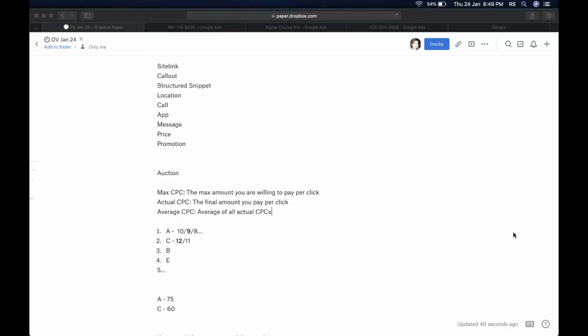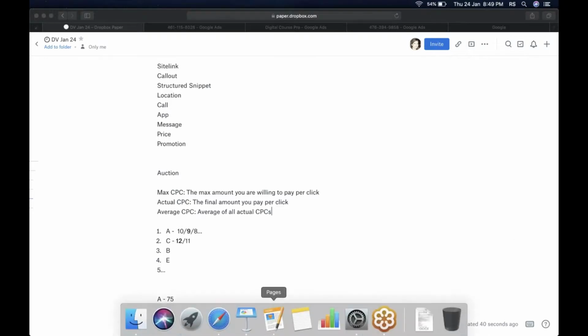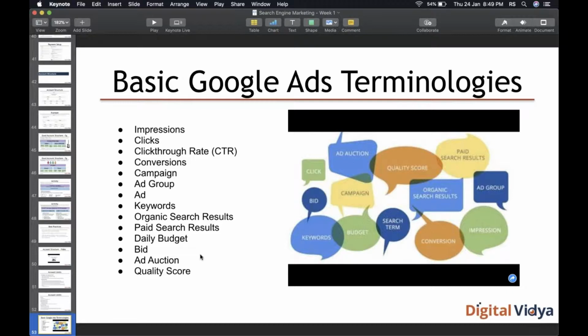Okay, great, good. So now let's go back to some more terms here. Impressions, all of us know. Clicks, we know. CTR, we know. Campaign, ad group, ad, keywords, we know, right? Organic search results, paid search results, we discussed that day.